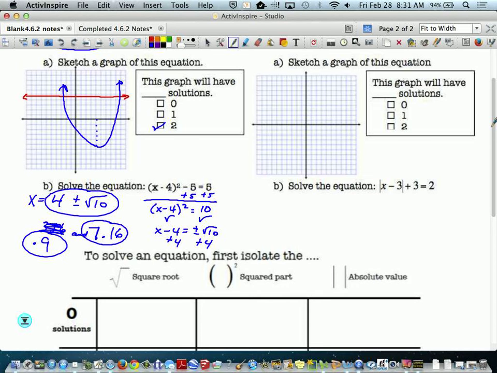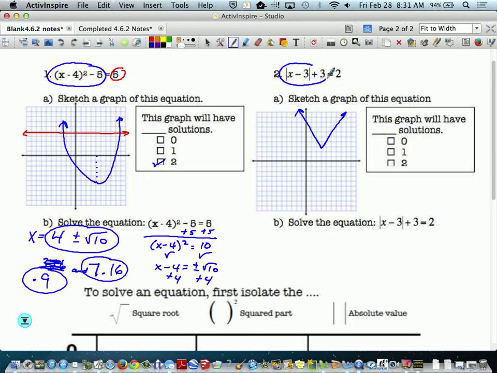What is the absolute value of x minus 3 going to look like? Again, you could go to y equals and do it, but it's a shift to the right 3, and it will shift up 3. So you have a V that goes to the right 3, up 3. That's that part of the graph. And if I do 2, that's right there. So how many solutions are there? 0. So don't bother solving this equation, right?